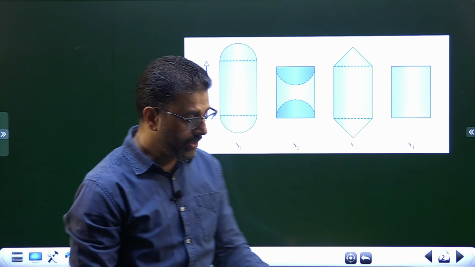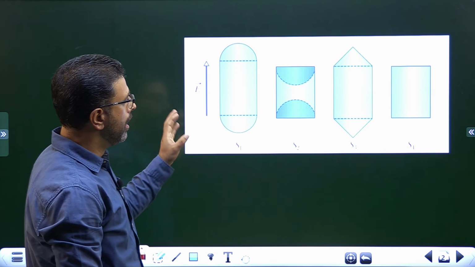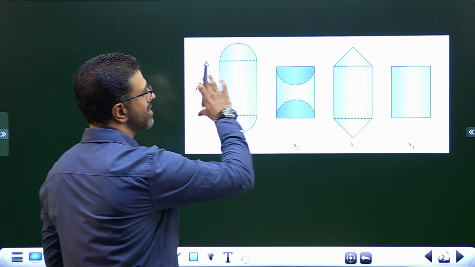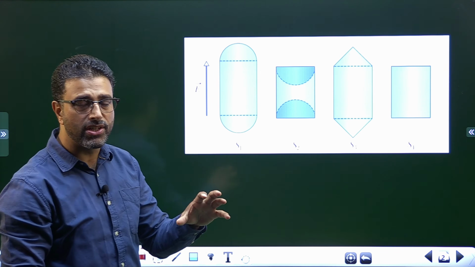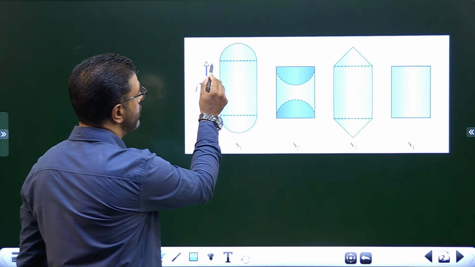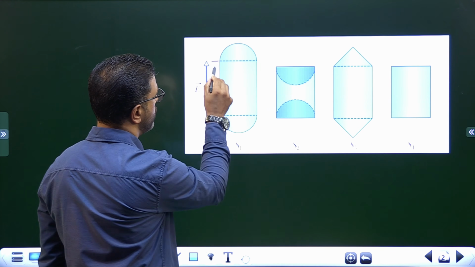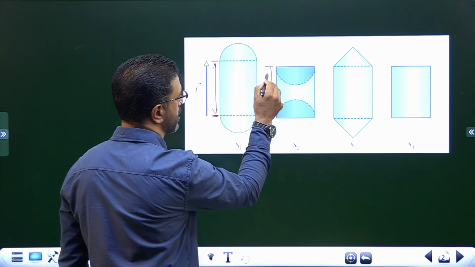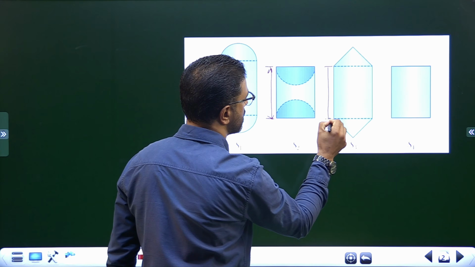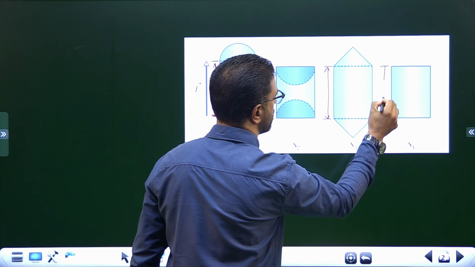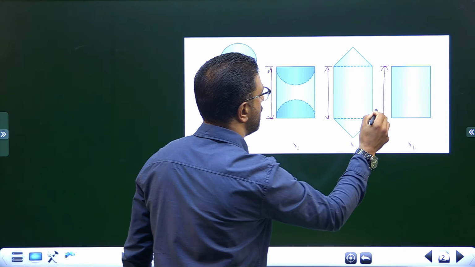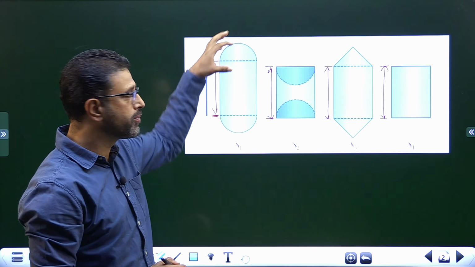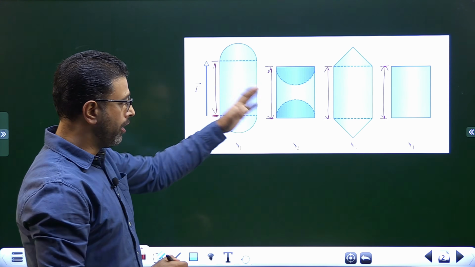Okay, so let's first go through the diagram. We have four Gaussian cylinders. Each cylinder consists of a midsection which is cylindrical in shape. This part is cylindrical, this part is cylindrical, and this part is cylindrical. Then at the two ends of this midsection, we have caps of different shapes put on it.